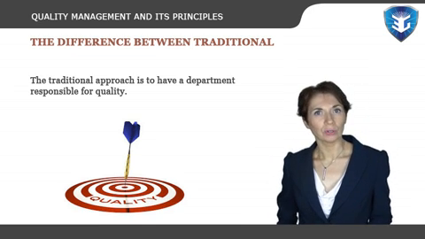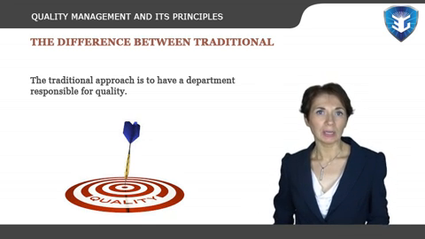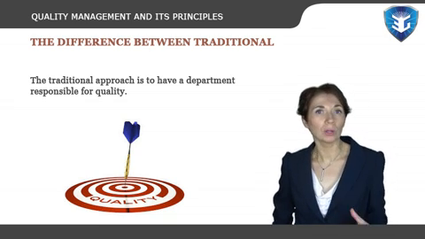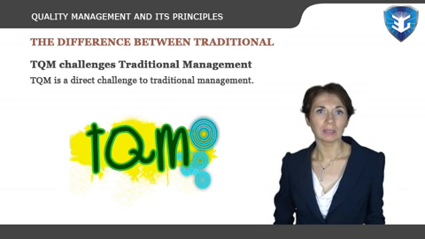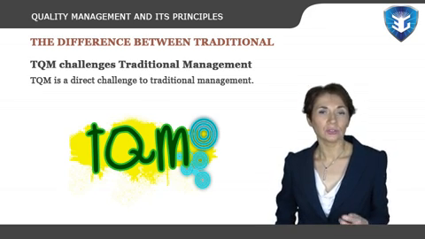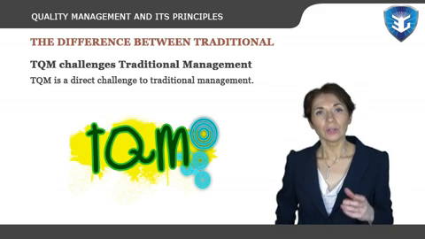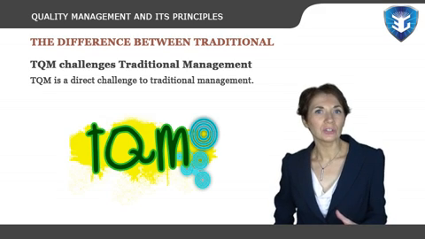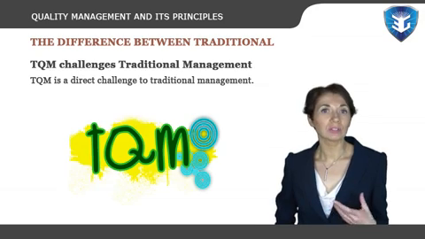The traditional approach is to have a department responsible for quality. In total quality management, or TQM, the style is for all associates to become their own quality control department. TQM challenges traditional management. It's a direct challenge because it's so different, it simply cannot be an add-on to traditional management. Nor can it be combined with traditional management structures when a corporation is restructuring. Trying to combine techniques will result in failure.